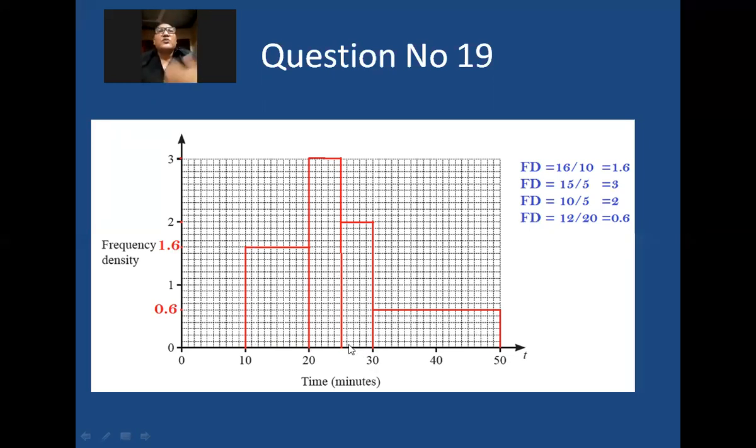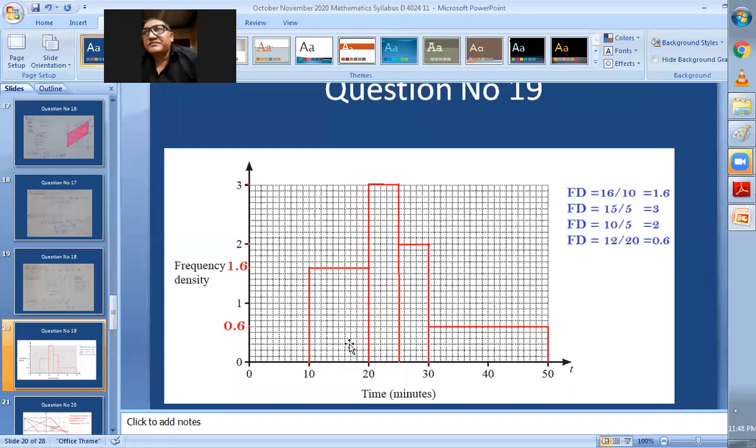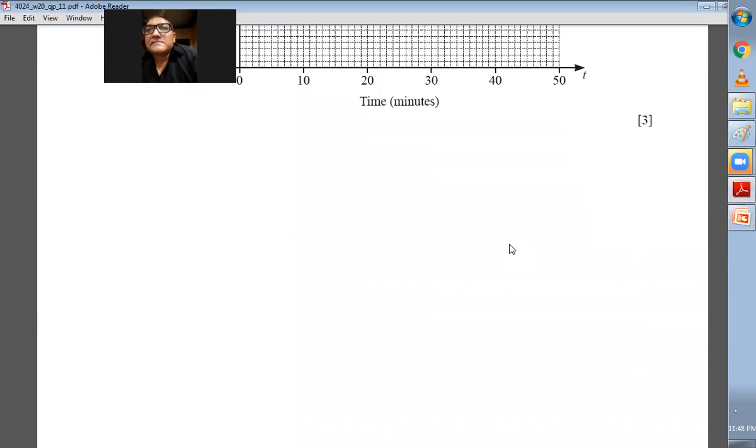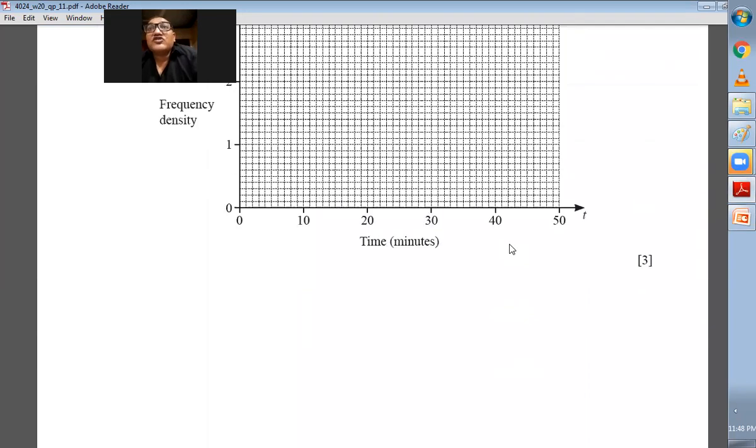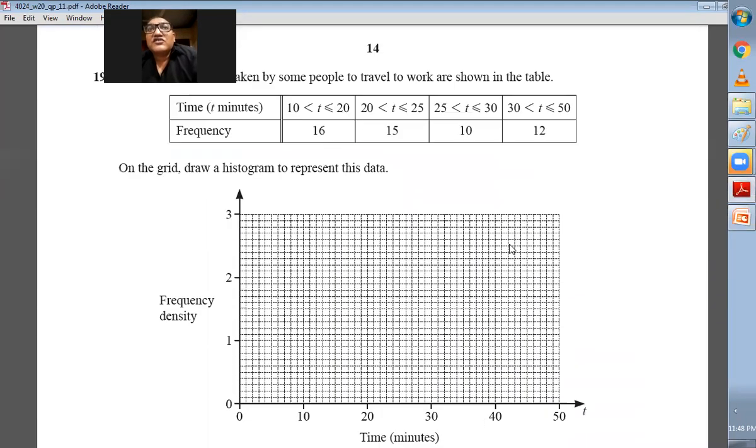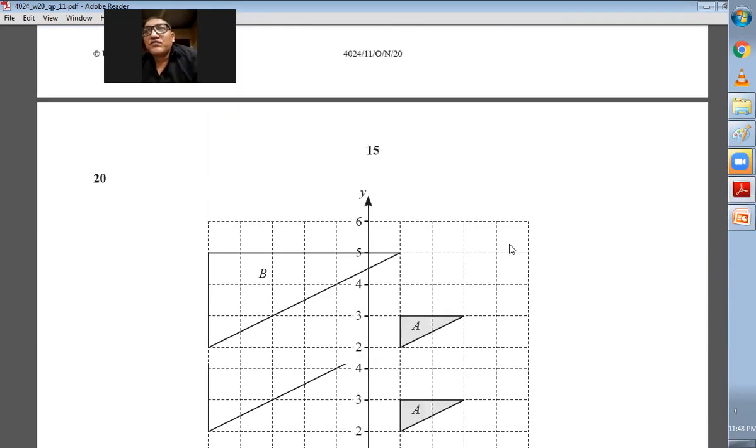So this is how we have drawn the histogram. And you know how I have calculated the frequency density and then how this is plotted on a graph. I hope that you have understood this. So that was a 3-mark question. This was question number 19.